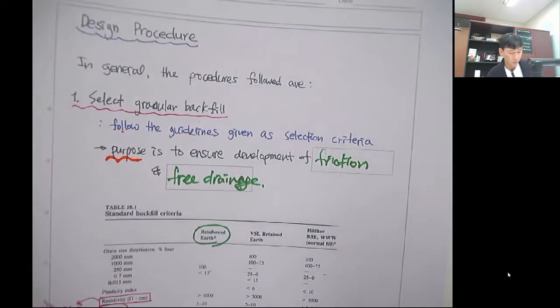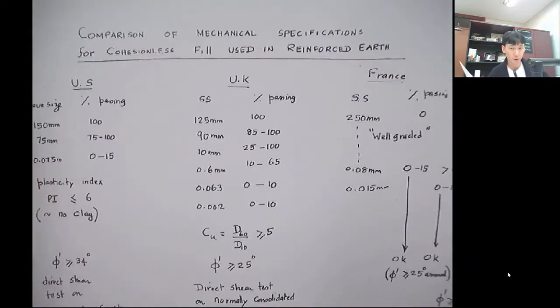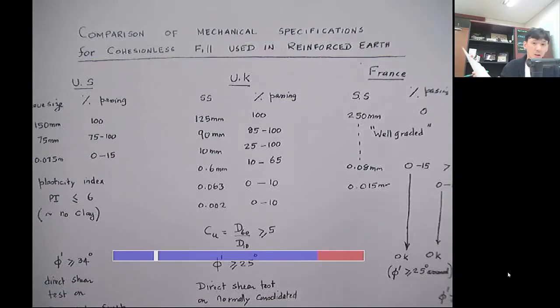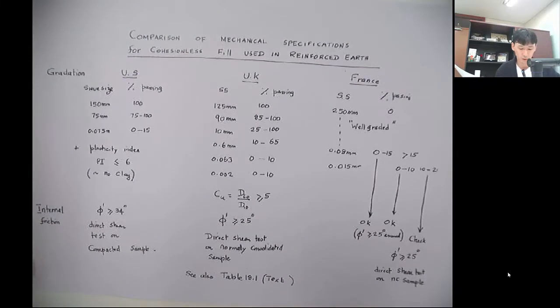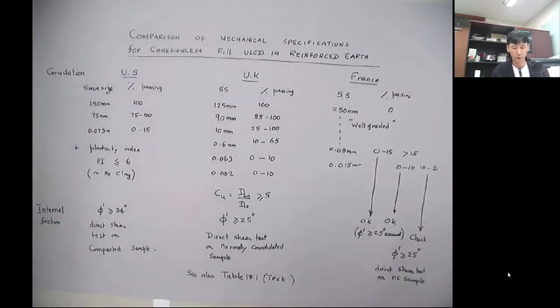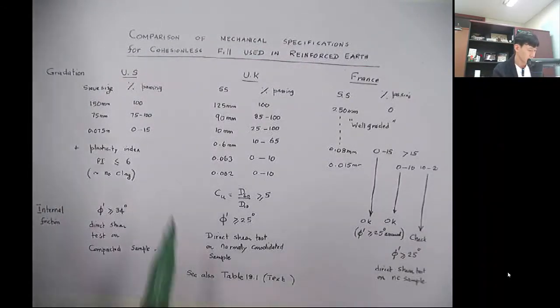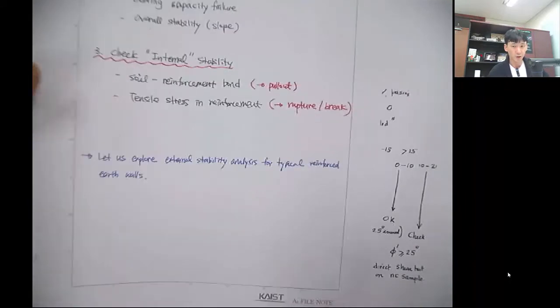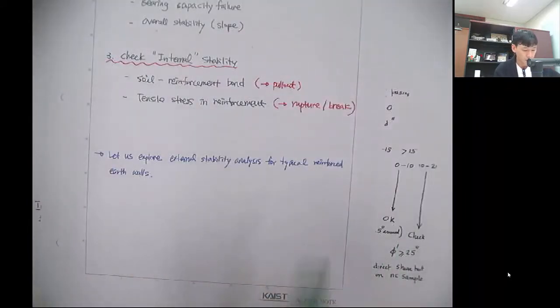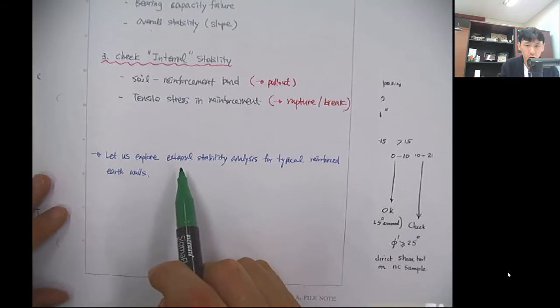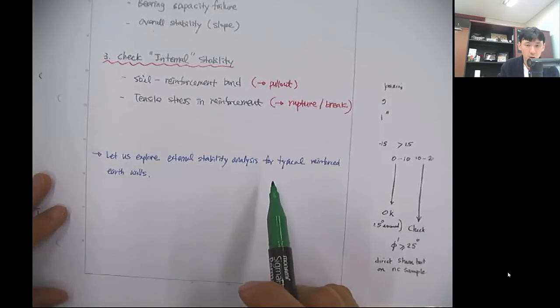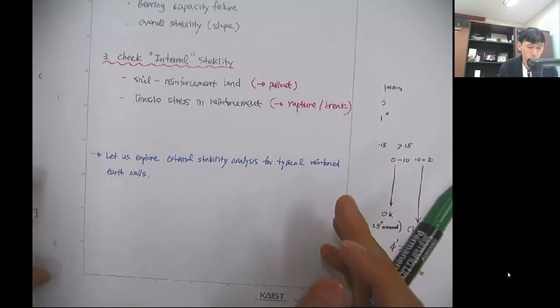And there's one more handout showing you the guideline for the selection of backfill material. So you can just refer to this table for your reference. In the next class, we're going to explore how to examine the external stability and the internal stability by using some examples.